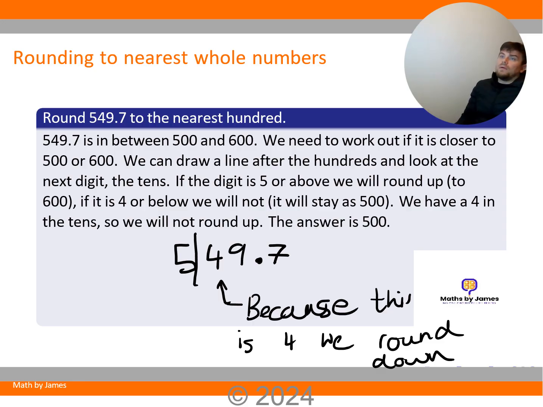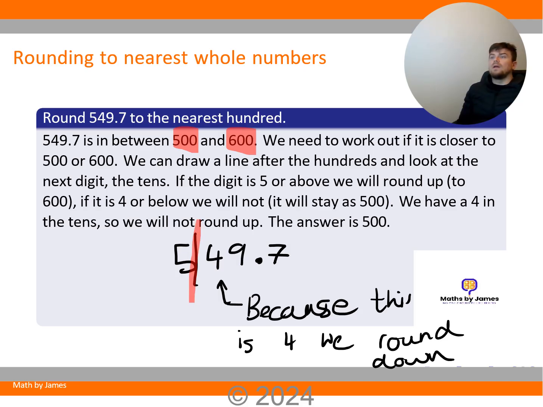Now we round 549.7 to the nearest hundreds. So here we need to draw a line after the hundreds. And we know that this is closest to 500, between 500 and 600. If you're not quite understanding that, please do take the time to have a word with us in our community and make sure you do understand that fully. And do also get involved in group sessions as well.